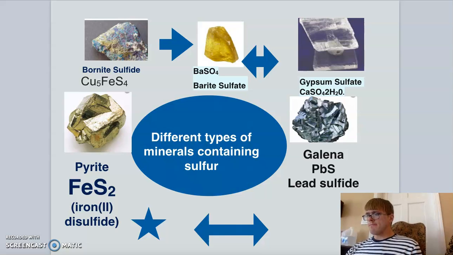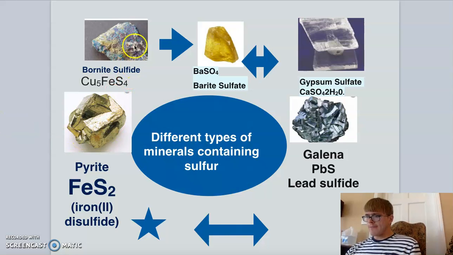Over 1,000 minerals contain sulfur as an essential constituent of their composition. This is because sulfur is able to form compounds with the majority of the elements. Here are some examples of minerals containing sulfur.